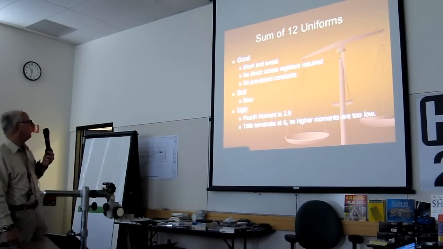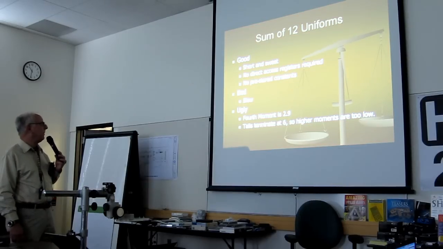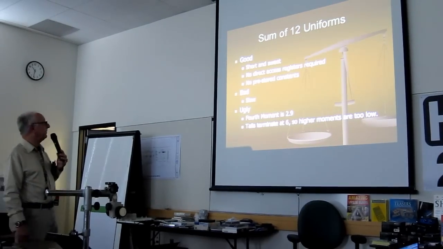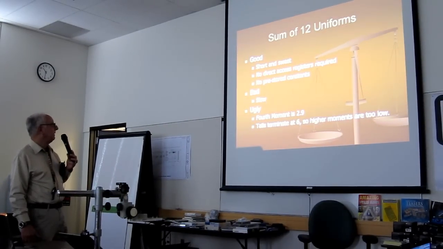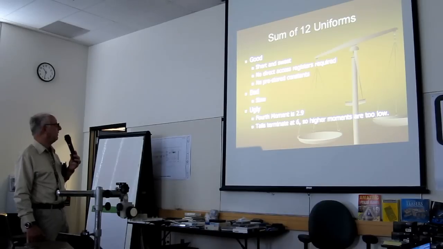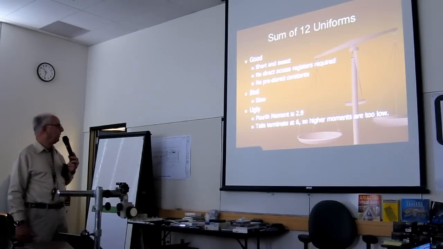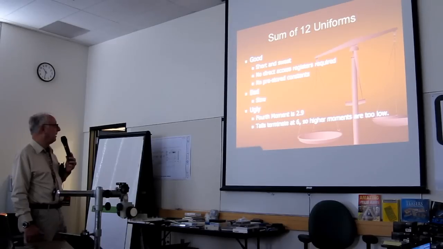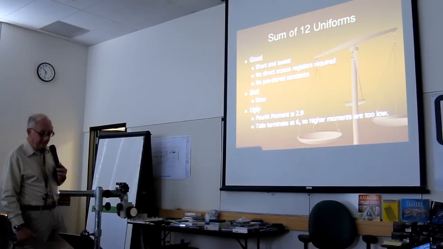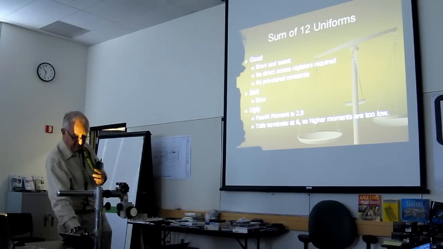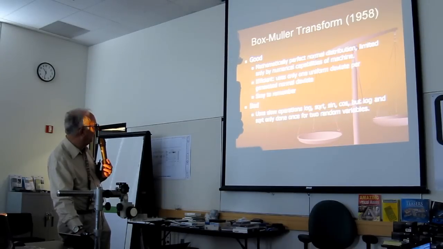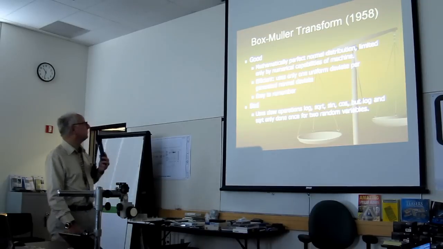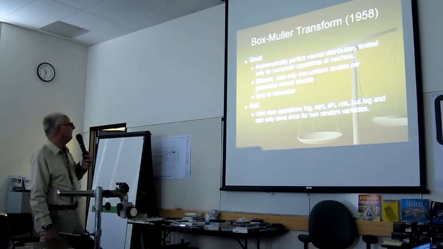So let's look at the sum of 12 uniforms. You can always remember this when you're out in the field. You can use it, it'll work for you. It requires no direct address registers or pre-stored constants. It's slow, as we will see. The fourth moment is off, and the tails terminate at 6. So if your model or optimization requires you to probe out in the far tails, you won't get them.